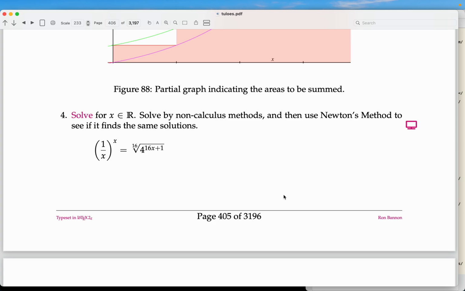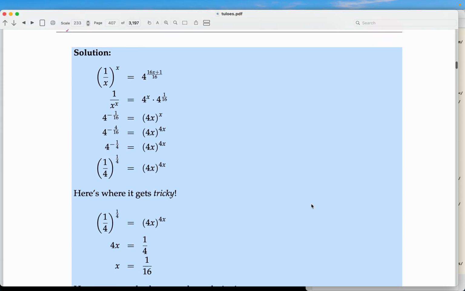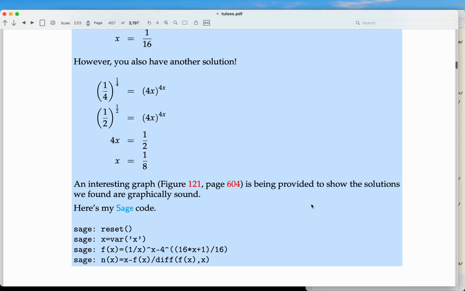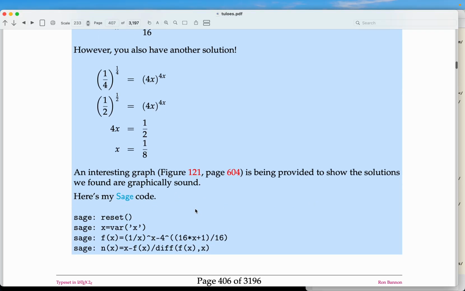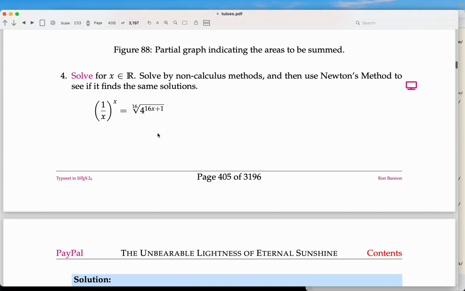For x a real number, solve by non-calculus methods, and use Newton's method to see if you find the same solution. So we went through this problem paper and pencil again. We got an answer, and now I want to look at Sage. Before doing it, I want to just look at the problem and graph it out.